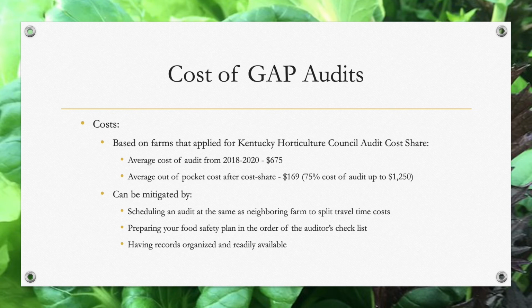These costs can be mitigated by scheduling an audit at the same time as a neighboring farm to split travel time and costs. That's something that I can do because I have a list of farmers that are going to get audited, and we can usually combine a couple audits in a day. We can combine your audit with a normal farm, a regular field farm, non-greenhouse operation as well, because those auditors will do both. Preparing your food safety plan in the order of the auditor's checklist is also something that I have all my farmers do so that the auditor can run through it and not have to look for things. And then having records that are organized and readily available, again, will speed things up.